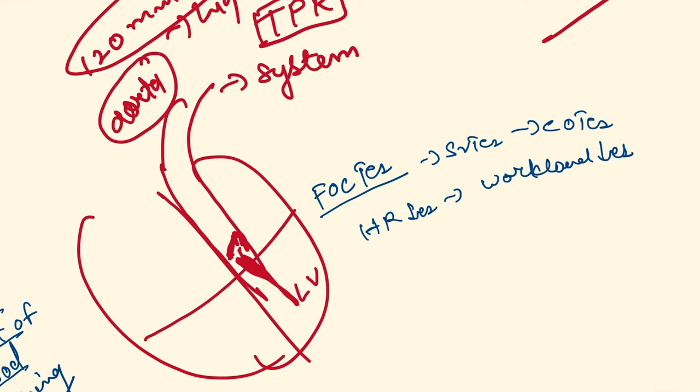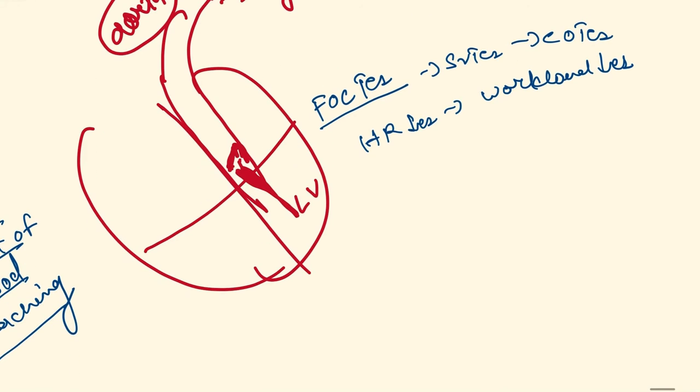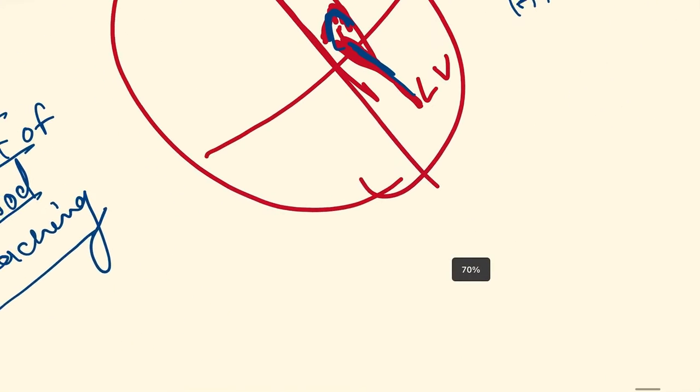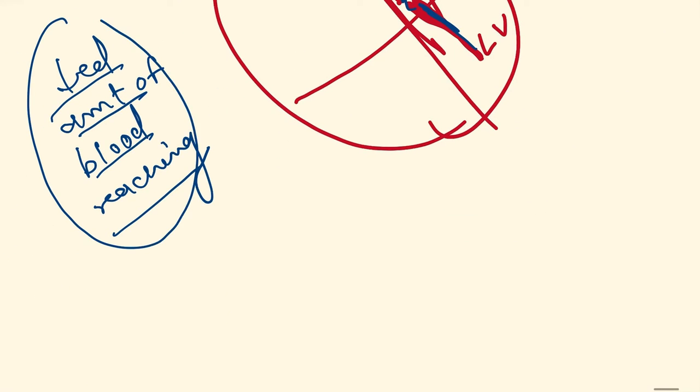So the other thing we can do is decrease the total peripheral resistance. If we decrease the resistance, then with less effort from the heart, more blood will be pumped towards the aorta and more blood will reach the system. Now let's talk about the drugs that will help us here.